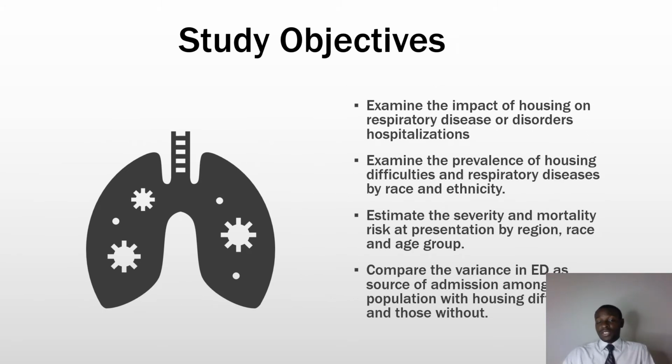The objectives of this study include examining the impact of housing on respiratory diseases and disorders hospitalizations in the United States. It also includes examining the prevalence of housing difficulties and respiratory diseases by race and ethnicity. It also includes an evaluation of the severity and mortality risk at presentation, further stratified by region, race, and age group. Finally, another objective of this study is to understand the variances in ED or emergency service utilization among patients that do have housing difficulties compared to those without housing difficulties in the United States.